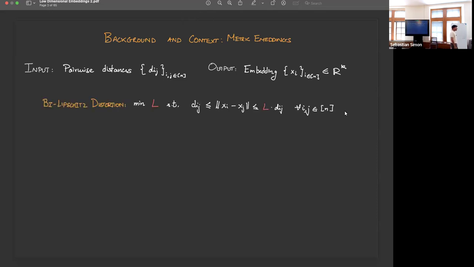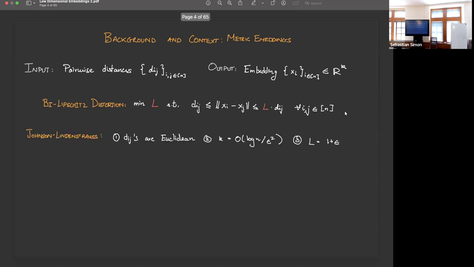Okay, so what is the goal in metric embeddings typically? The typical goal in metric embeddings is to minimize distortion. So what does that mean? You want to minimize L, a scalar, such that the distances in the target embedding are sandwiched between the input distances up to a factor.